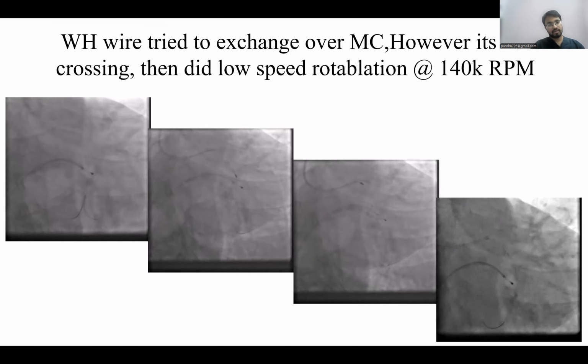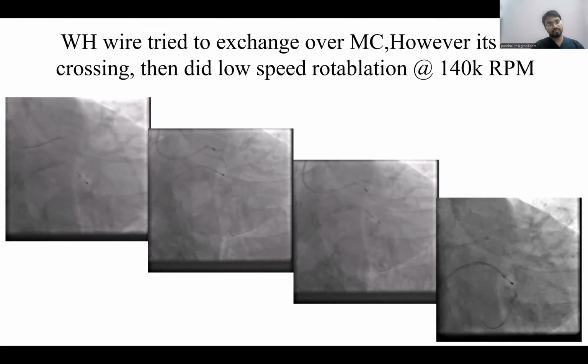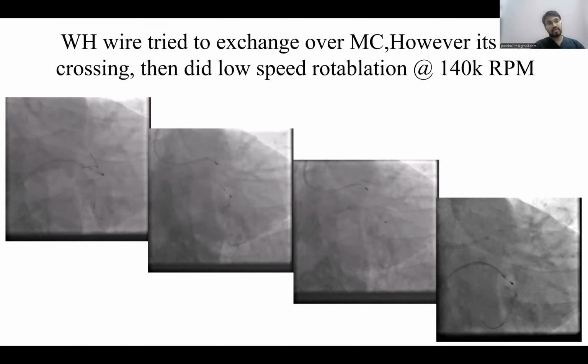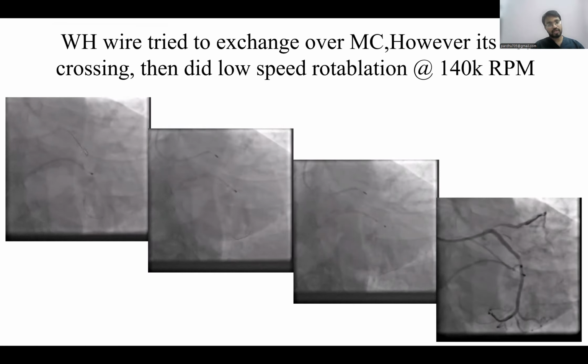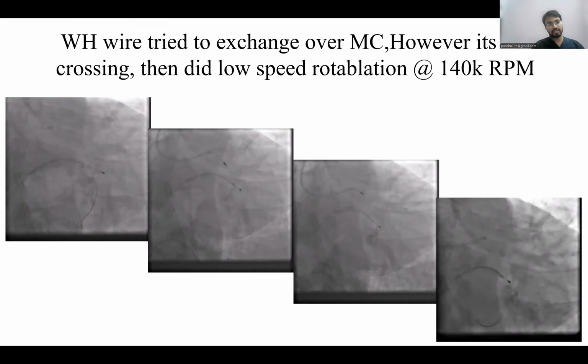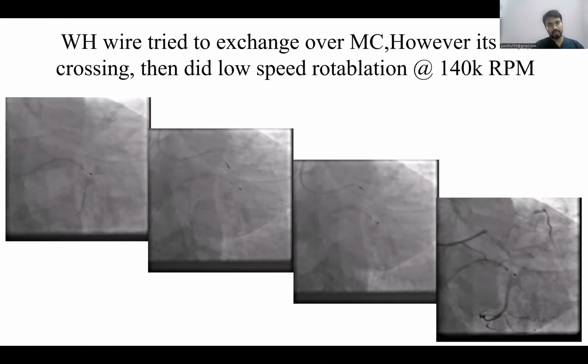But with low speed rotablation, you will get more luminal gain because it will ablate the artery in a circumferential manner. However, it can ablate the normal tissue, leading to dissection and sometimes perforation also. So you have to be very careful and gentle while doing the low speed rotablation.